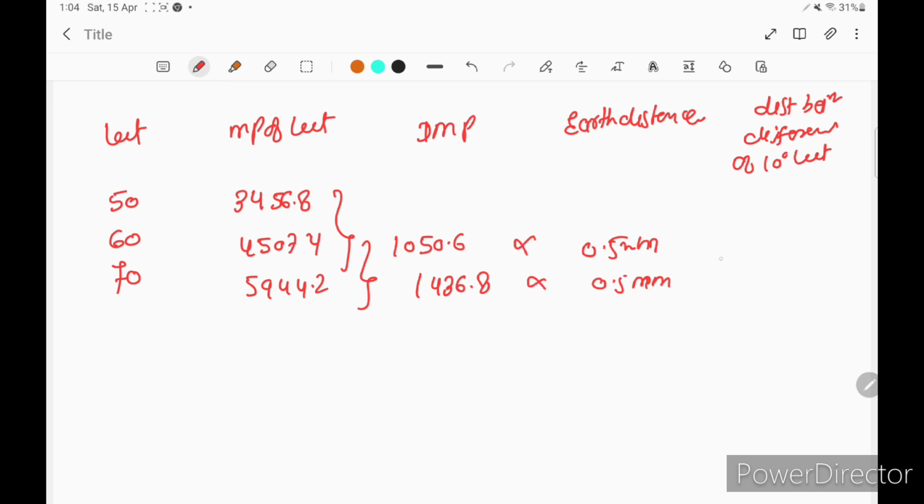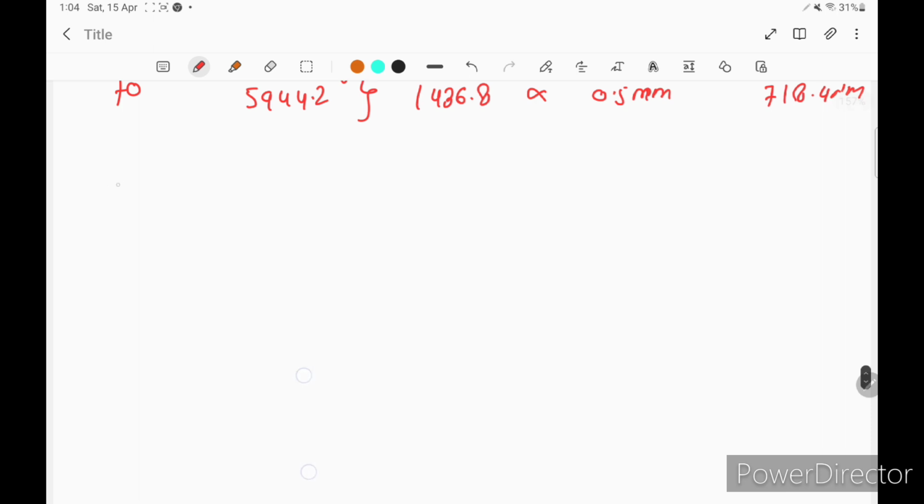We multiply these two and we get 523.3 nautical miles and 718.4 nautical miles. Since we cannot plot directly on the charts, we have to calculate the scale. So 1 cm is equal to 80. You can take anything.